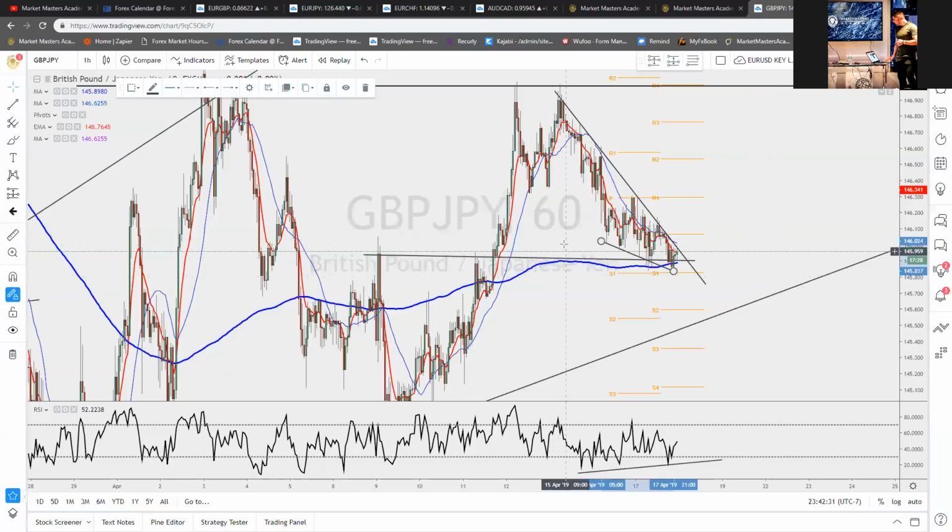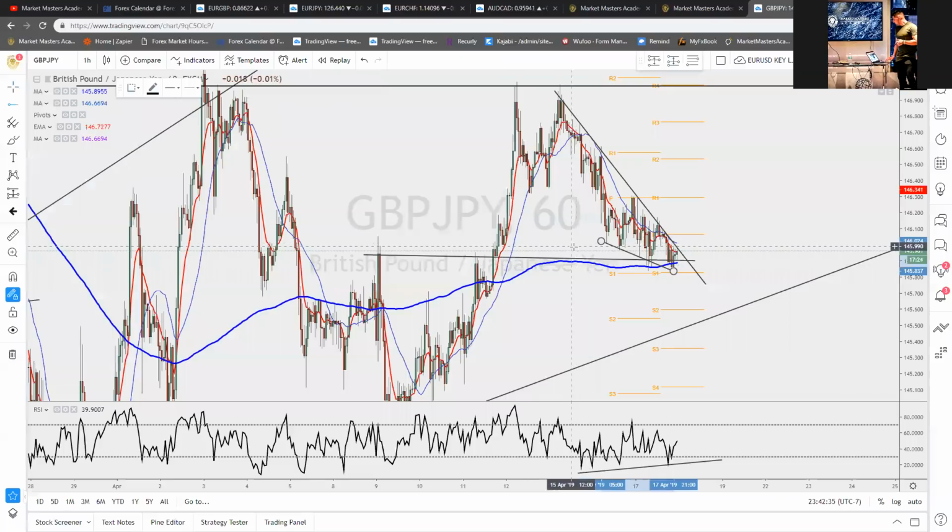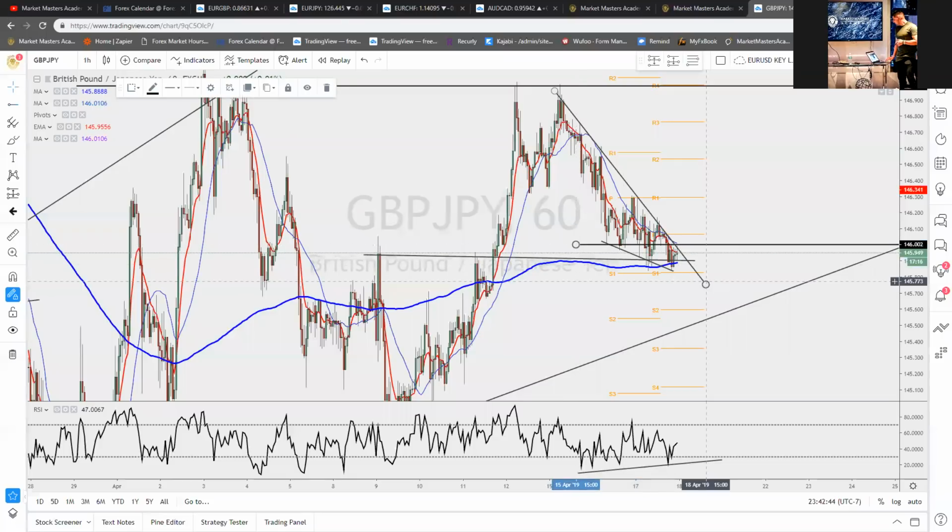If you see, based off of the major psychological levels, and I love seeing it when trades are doing this, 146.000.